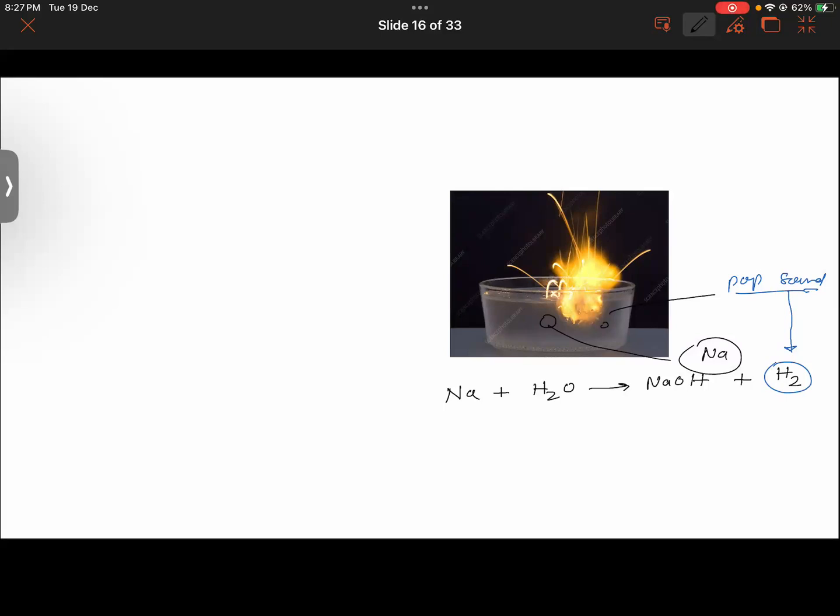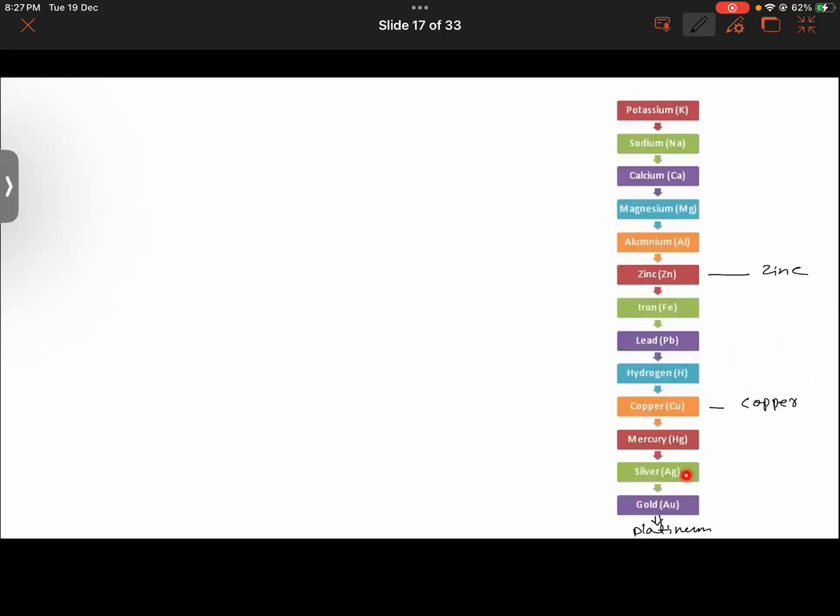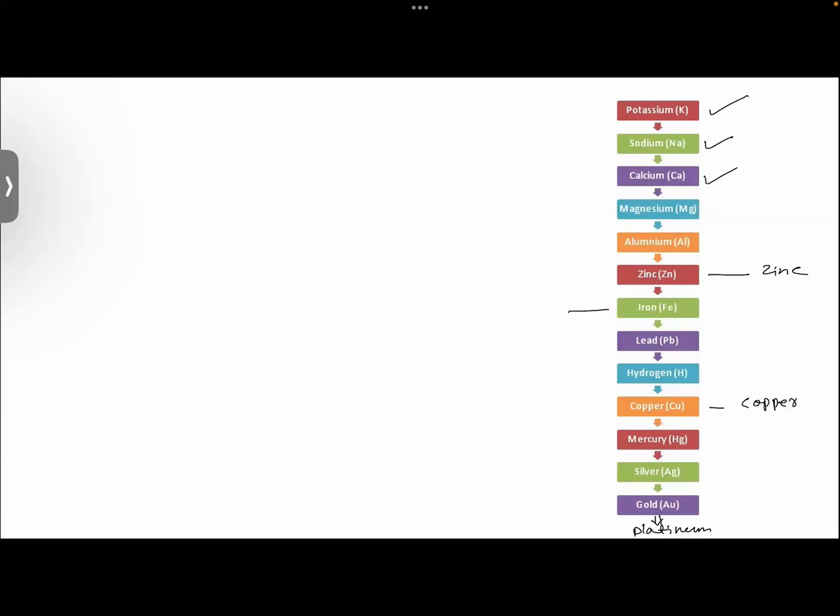We can study one more exception. For example, if you were to talk about iron, where does it lie? Look over here. It's after zinc. Here you can see potassium, sodium, and calcium lie here, while iron is over here. So iron is less reactive than all the others above it.